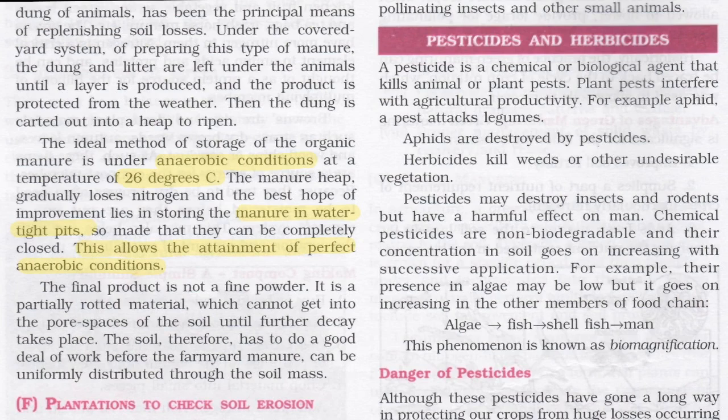This allows the attainment of perfect anaerobic conditions. So the final product is not a fine powder. It is a partially rotted material which cannot get into pore spaces of the soil until further decay takes place. The soil, therefore, has to do a good deal of work before the farmyard manure can be uniformly distributed through the soil mass.